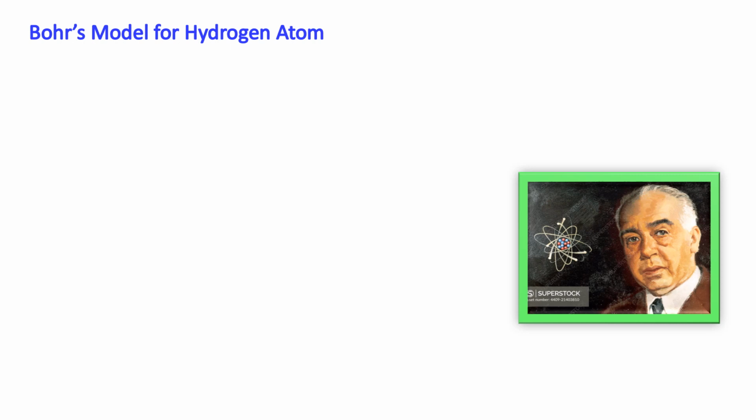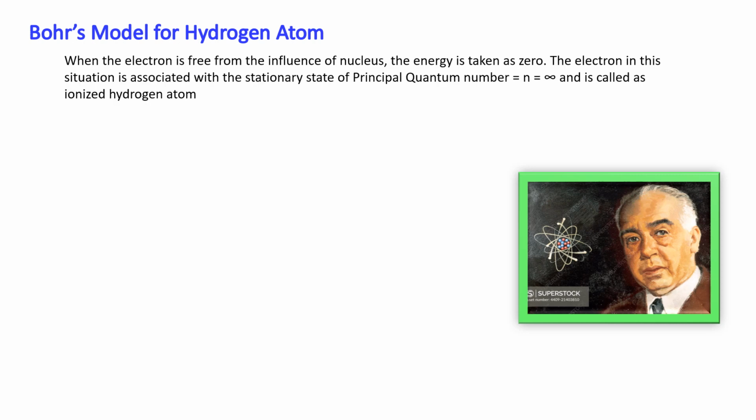Bohr also proposed that when an electron is free from the nucleus, the energy of the electron is equal to 0. That is, the principal quantum number value is equal to infinity. In that state, we can say the hydrogen atom is in an ionized form.